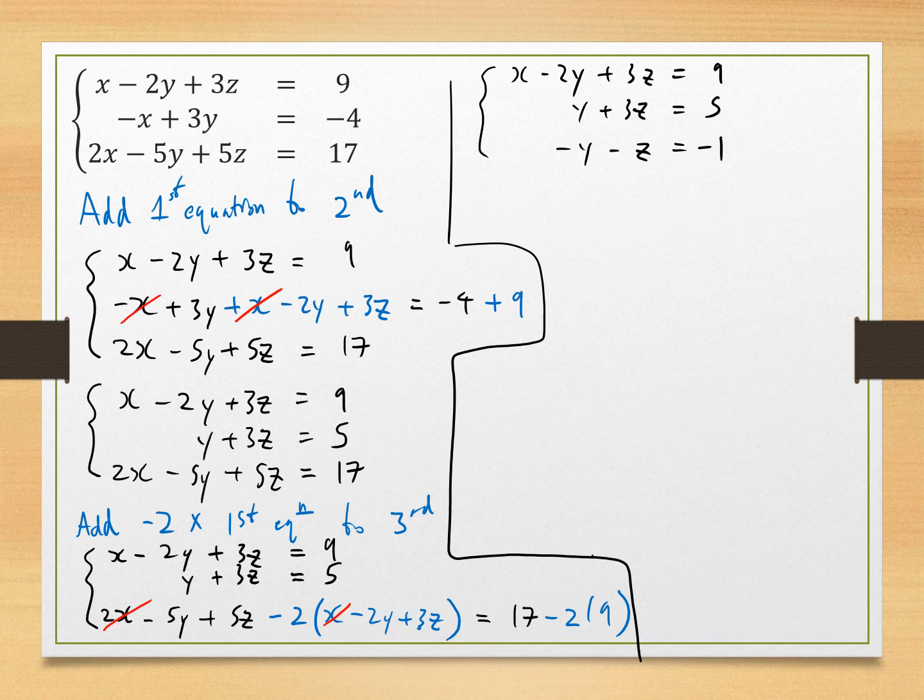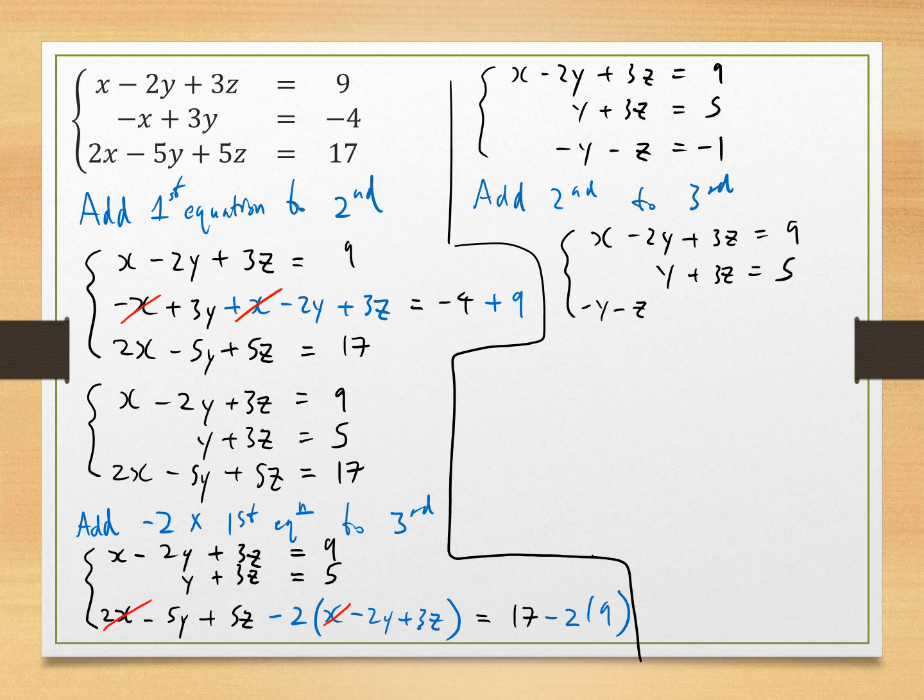All right, so we're going to do one more step. Actually, well, two more. Add the second equation to the third equation. Once again, we do that because we want to cancel out the y this time. We cancel out all the x in the second and the third equation. Now we're going to cancel out the y in the third equation. So this is -y minus z plus y plus 3z equals -1 plus 5.